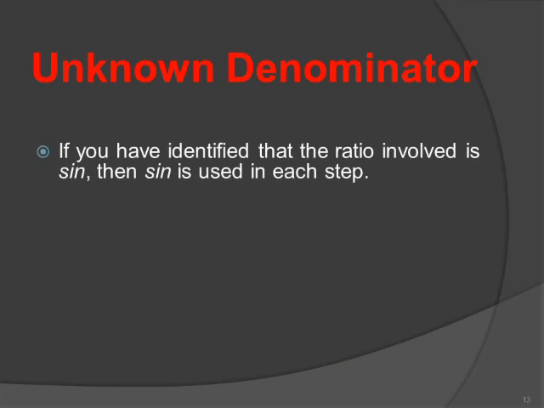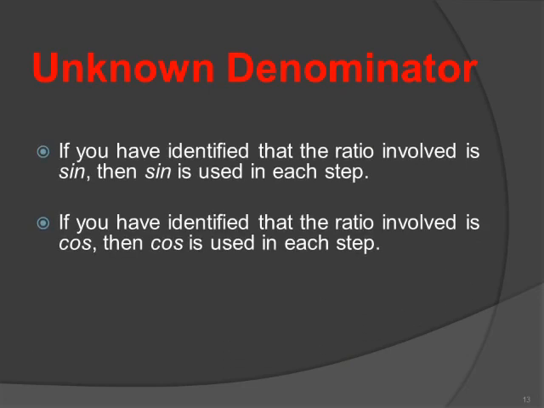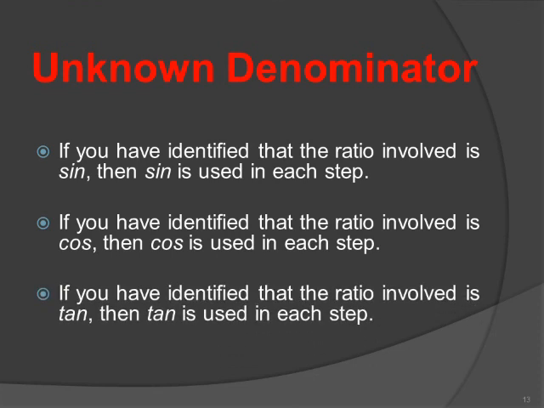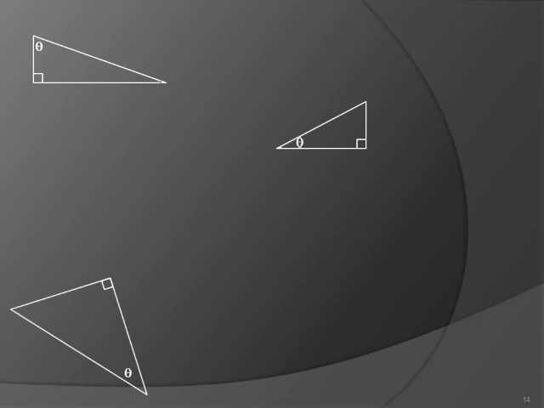So unknown denominator. If you've got sine, then use sine in each step. If you've got cos, then cos in each step. And if you've got tan, tan in each step. So you can understand the importance of identifying the first ratio correctly. Write it down and then work from there. That ends the video on having 2 sides unknown. There's only 2 possibilities, numerator and denominator.